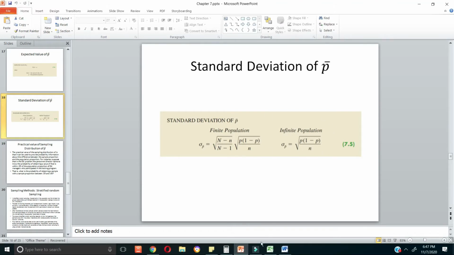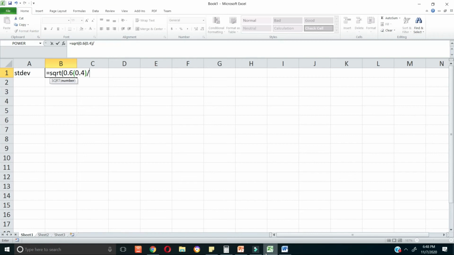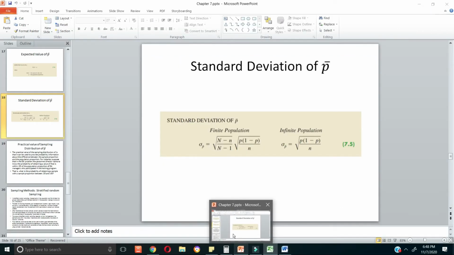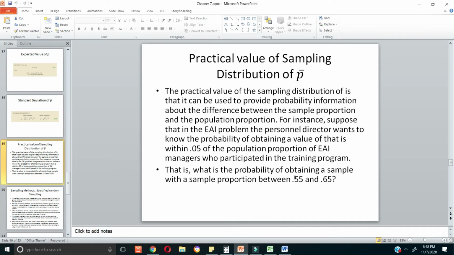If n is still 30, let's see what we get. Is everything closed properly? We get the square root of that, so that gives us our standard deviation. So we want the value between 0.55 and 0.65. Yeah, these are the values that we want to deal with.